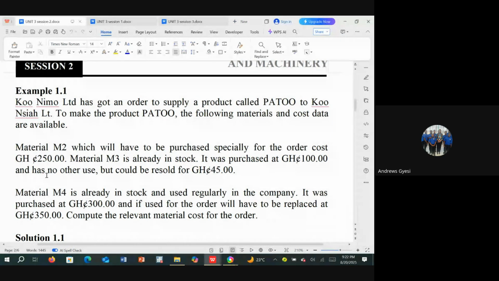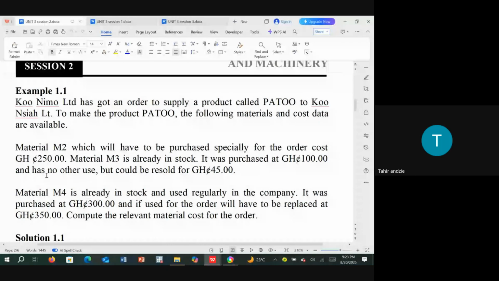Material M2 is 250 Ghana cedis. Because it's a relevant cost and it will be needed for the work, for the production of the Pato.